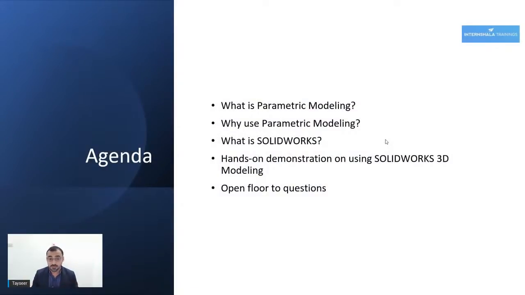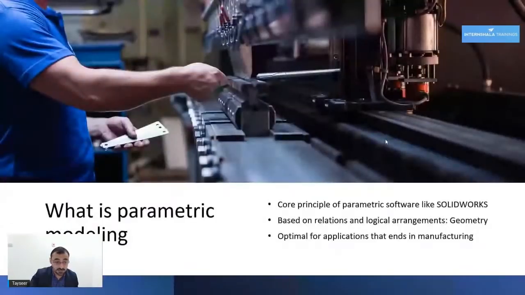So here are the things we're going to talk about today. We're going to first talk about what is parametric 3D modeling. We're going to talk about why would you use parametric modeling, and then we're going to dive into SolidWorks. We're going to talk about what is SolidWorks, and then we're going to go into hands-on demonstration on using the software. And then at the end, we're going to have an open floor for questions, which you can ask any question you have in mind. So let's start with the question, the big question of the day.